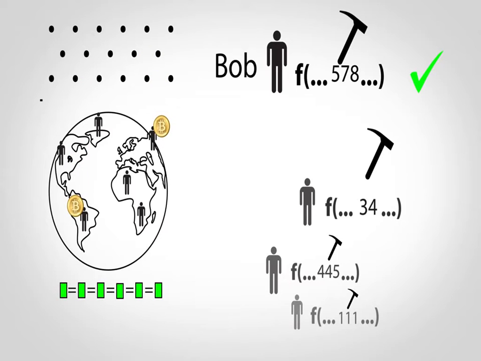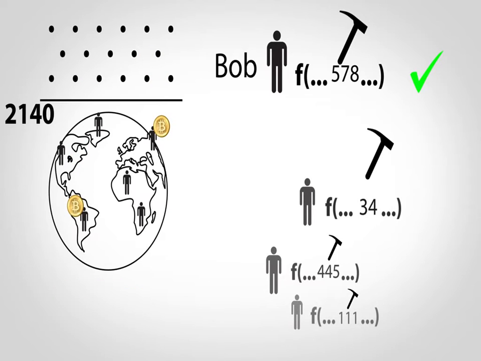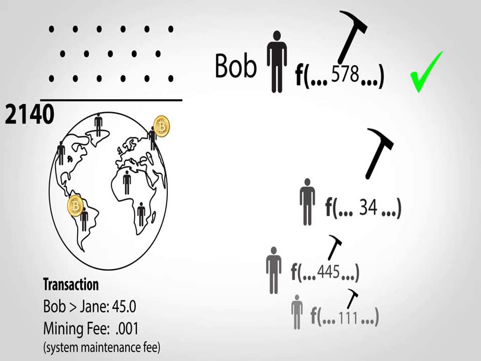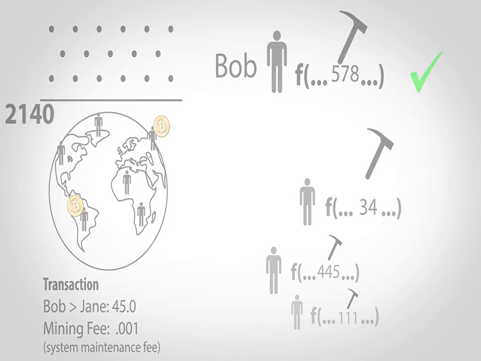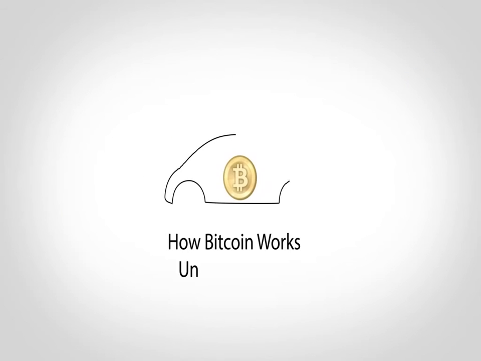In fact, sometime around 2140, no more money will be created and participants will only be paid from fees added on to transactions. I hope this gives you a quick sense for how Bitcoin works.